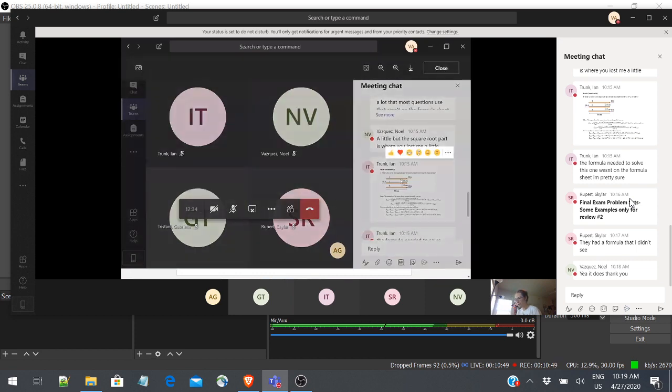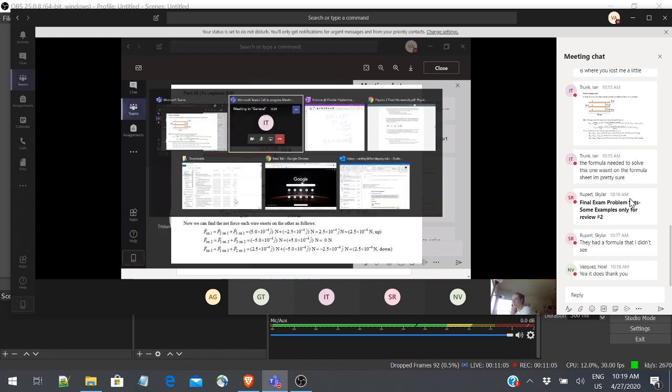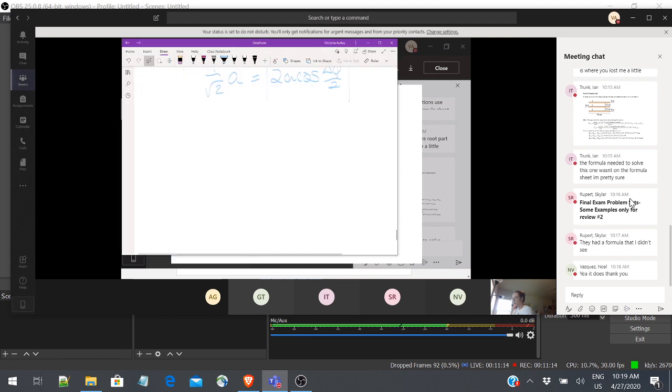This one Ian was looking at. This is an equation that combines two equations that you've seen before, so they're just kind of skipping a step. What this is, you have the force between current carrying wires. Let me make this bigger.